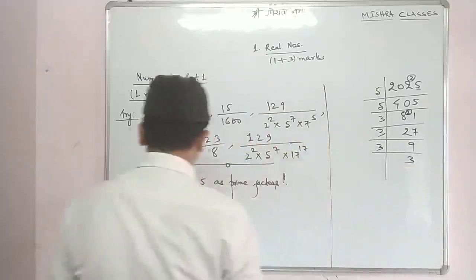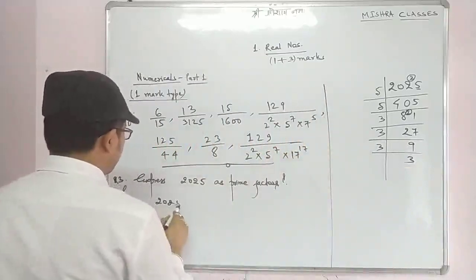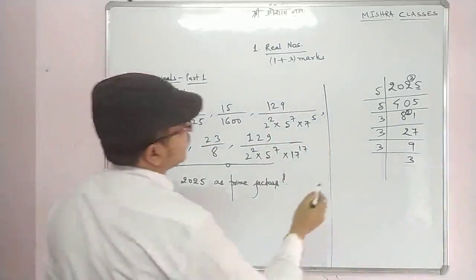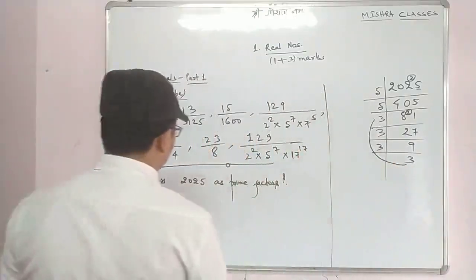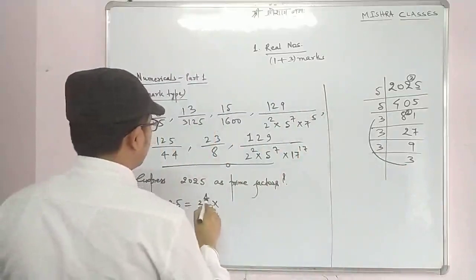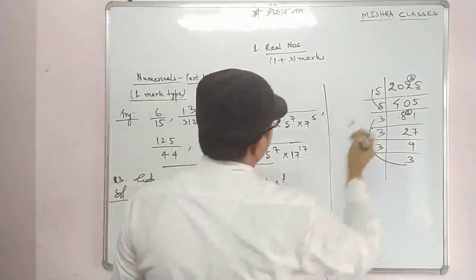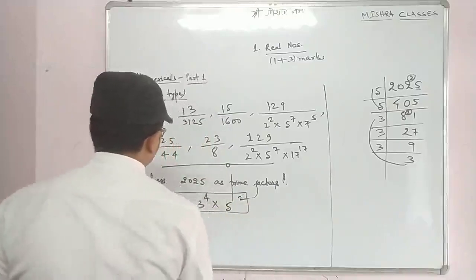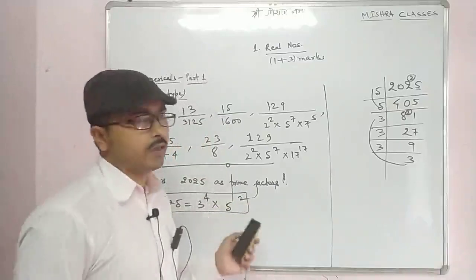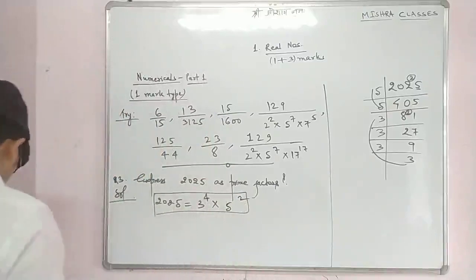So what we can do? 2025 can be written as how? First we'll write the factors of 3. 3 power 4 into 5 power 2. Alright, it's very simple. This question is for 1 marks. Is it clear?